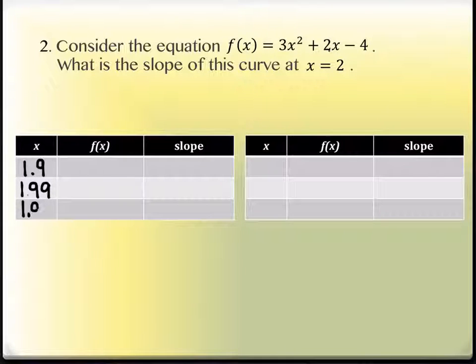So these are my 3 points that are getting closer, incrementally closer to x equal to 2. And what I want first is the y value. So I'm going to plug these into my calculator one at a time. I'm going to find out that this is 10.63, 11.8603, and 11.98603.